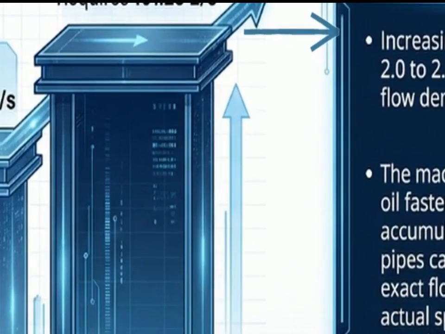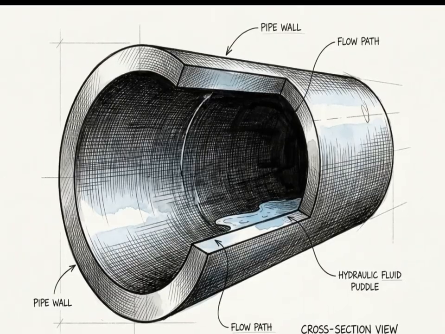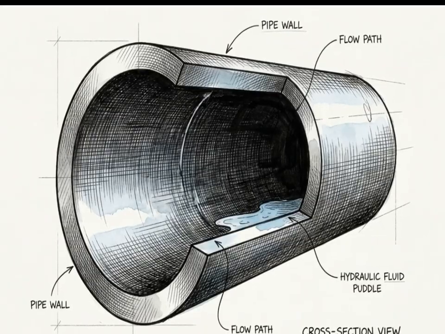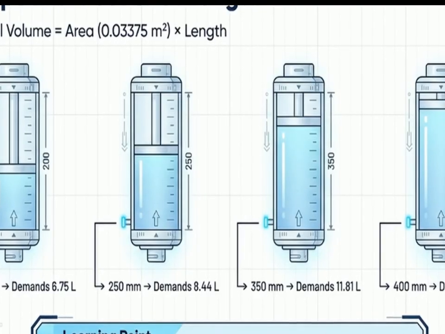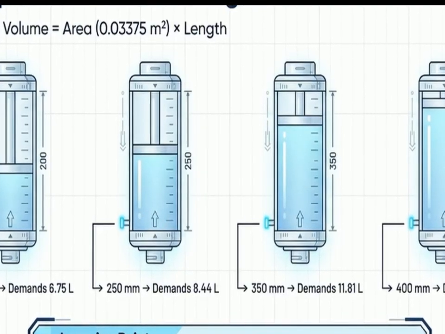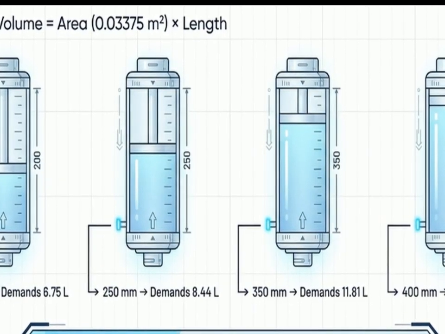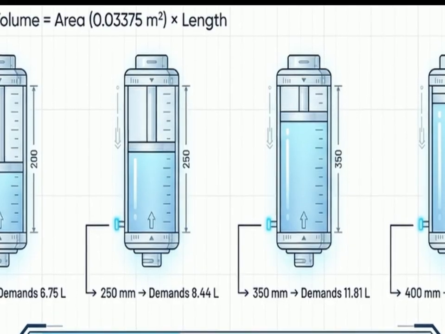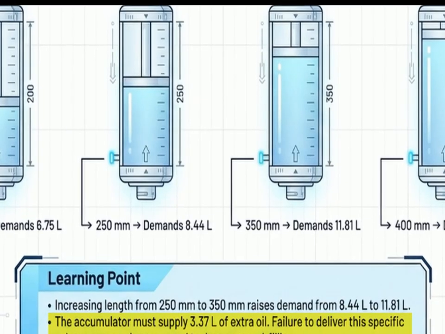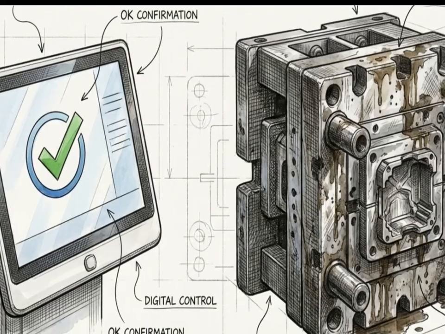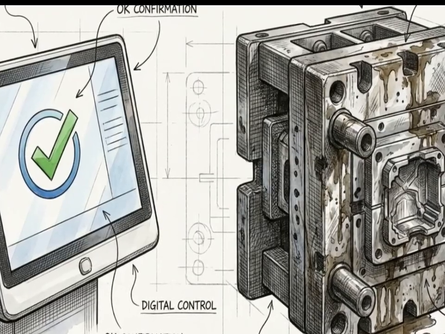Adjusting the short length creates a different problem. Extending the length directly cannibalizes the machine's finite oil reserves. This diagram compares cylinder volume demands. Increasing the short length from 250 millimeters to 350 millimeters forces the accumulator to supply an exact non-negotiable volume of extra oil. Failing to supply those 3.37 liters ensures the plunger speed will physically drop as it nears the end of the filling cycle. The fixed pressure habit treats these massive physical requirements as invisible. The machine interface accepts the new settings, but the physics dictate failure.